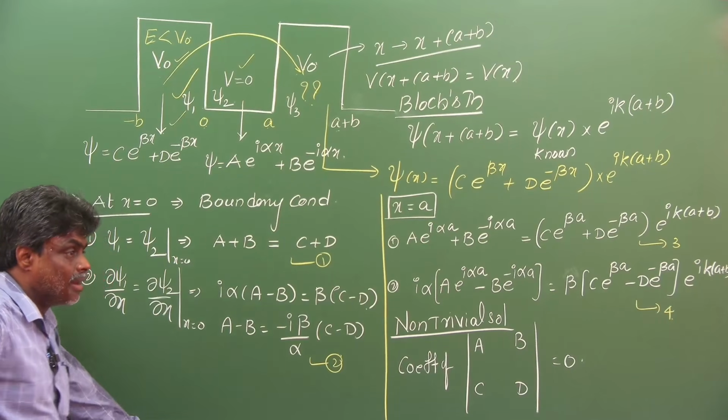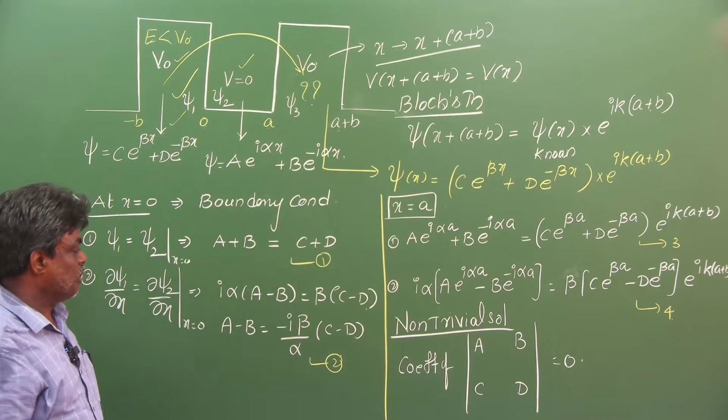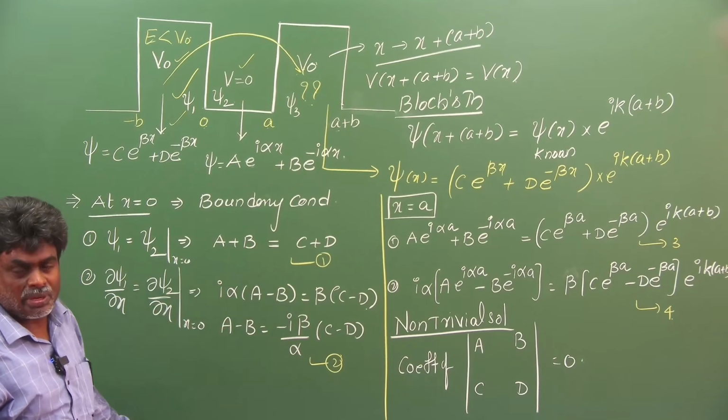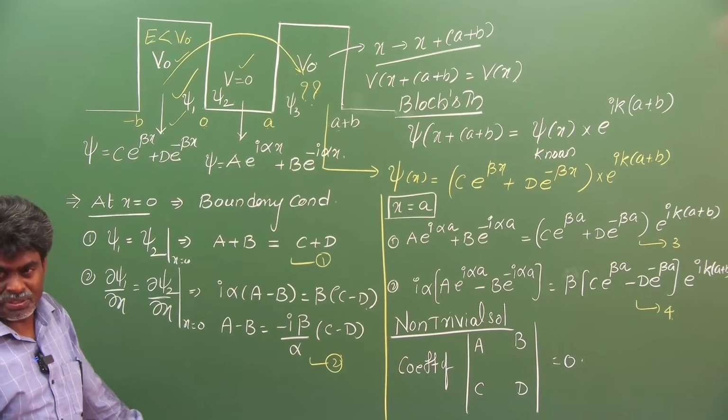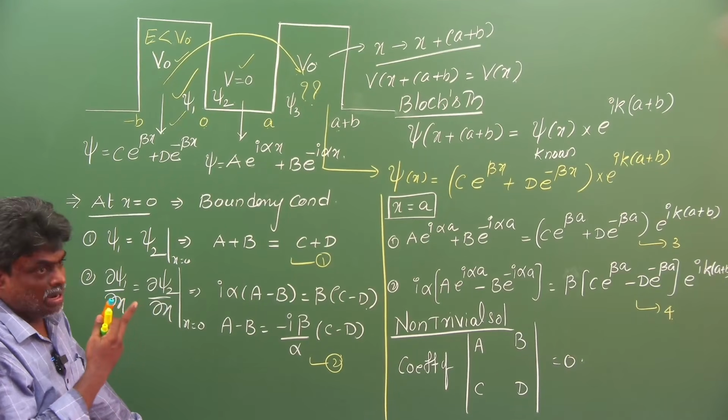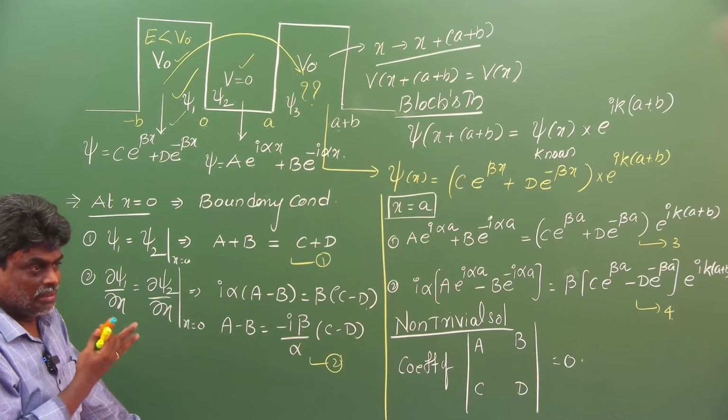Two determinants, no. Wait, if you add this, what will you get? A in terms of C and D. If you subtract, what will you get? B. If you add that, there also you will get nothing.